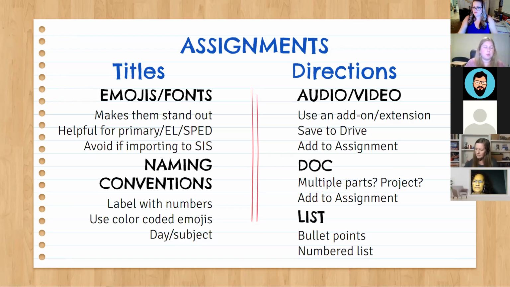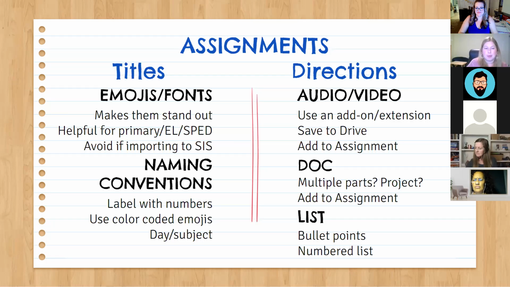The example I'm going with is my district uses Illuminate. Illuminate only allows 24 characters in an assignment title. If I have a 5-character assignment title and I add an emoji, it's already longer than the 24 characters allowed. It will make them stand out. It is helpful for your non-readers, your primary students, English learners, special ed students. And if you're not importing your grades directly, then go for it.